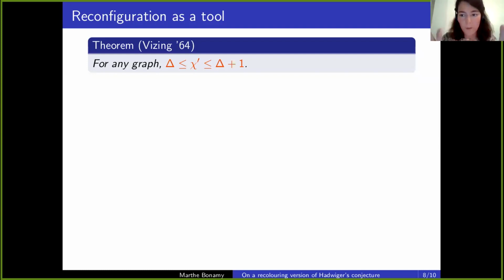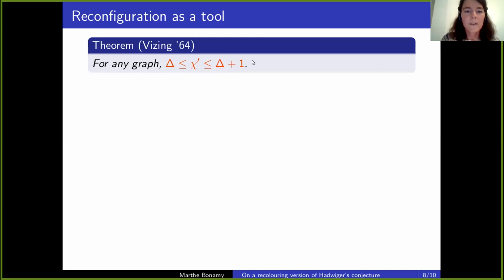Like all the proofs we know of Vizing's theorem, they use Kempe changes in a decisive way. So what's Vizing's theorem? It's from 1964, and it's about coloring the edges of a graph. So it's just like coloring vertices, except now you color edges. You don't want incident edges to have the same color.